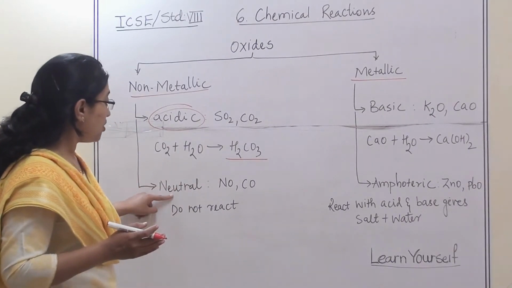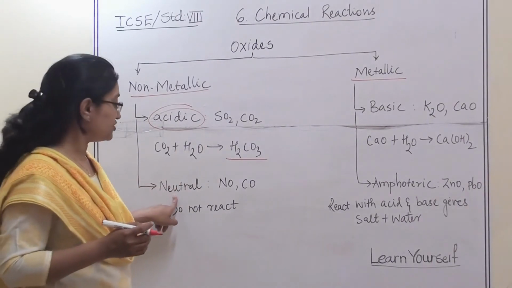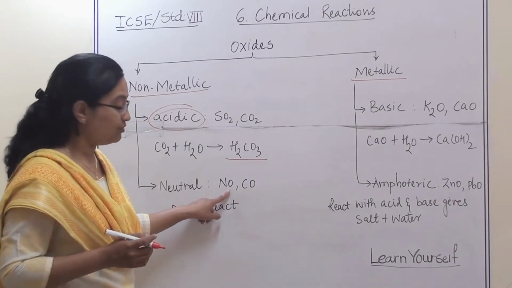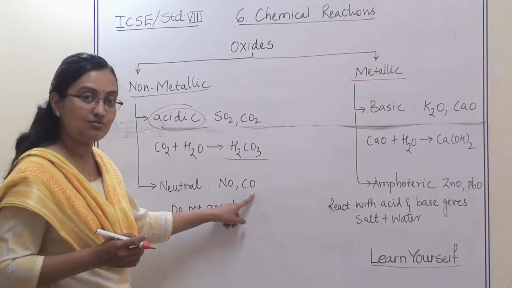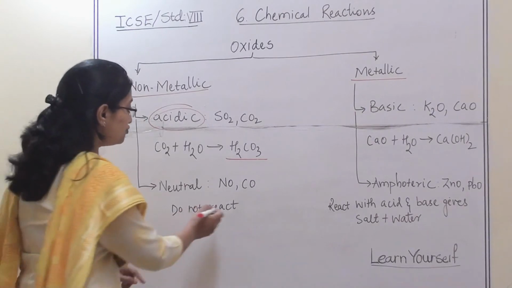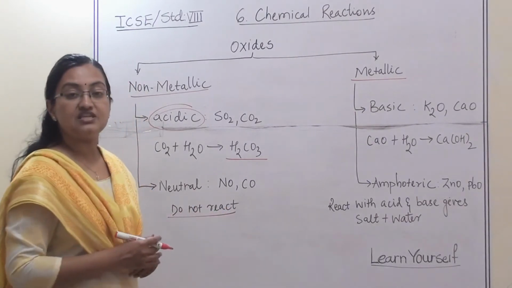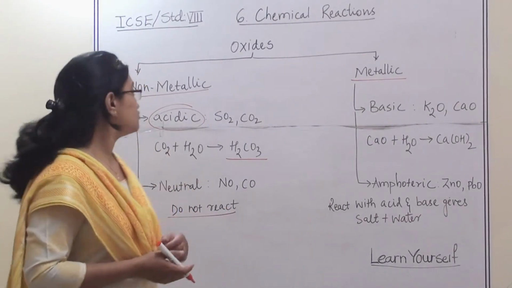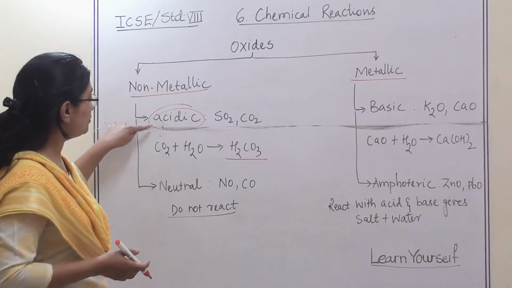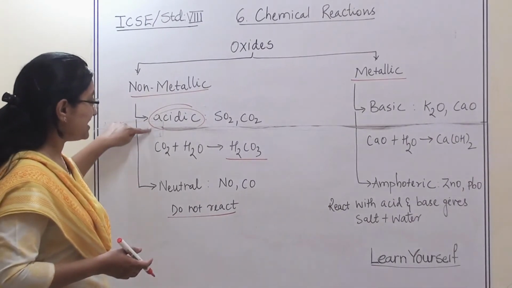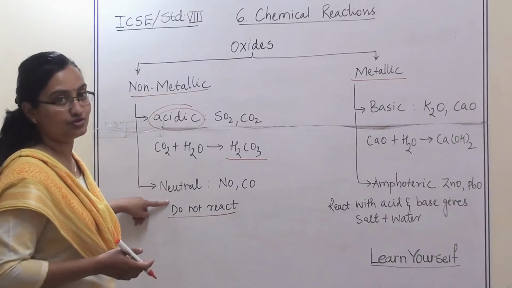Then some oxides are also neutral. For example, NO and CO. This is carbon monoxide and they do not react because they are neutral. So in non-metallic oxide there are 2 types, acidic oxide and neutral oxide.